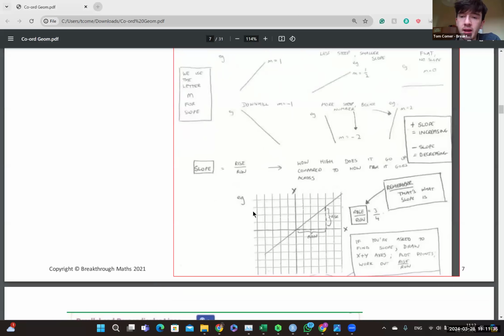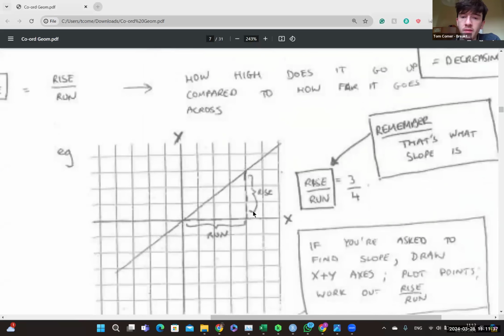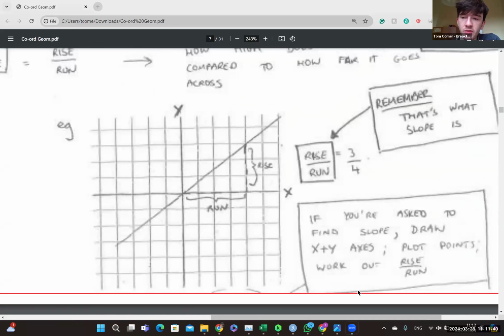And how we calculate that is we take the rise over run. So what I mean when I say rise over run, we're looking at how far the line travelled upwards and how far the line travelled across. And we divide how much it travelled upwards, so it's rise, divided by the run. In this example, we get 3 over 4, guys. We divide how far it went up by how far it went across, okay?